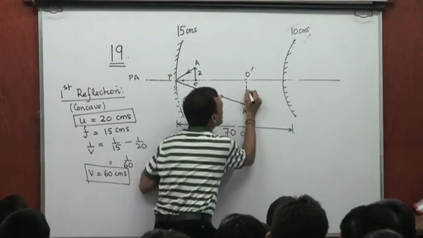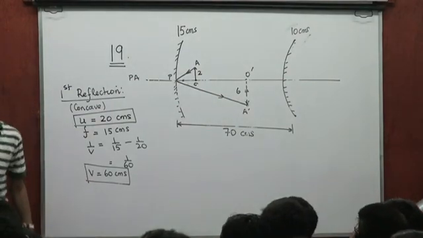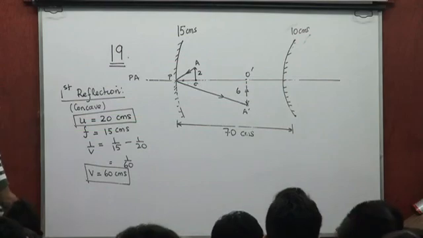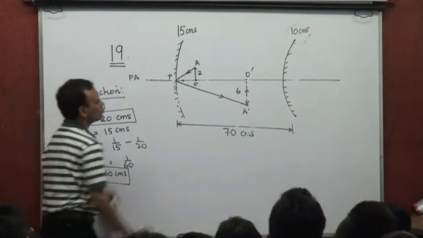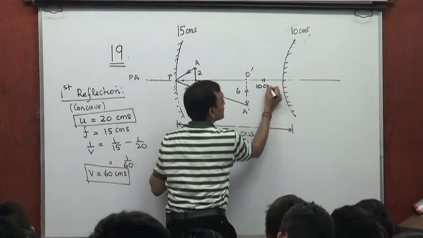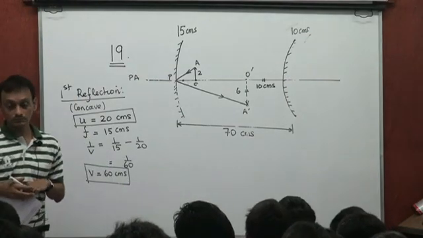The size of the image is 6 centimeters because the magnification is V by U. How about that? Got me? Now, this is 60 centimeters and therefore this is 10 centimeters. This is 10 centimeters. How about that? Right?